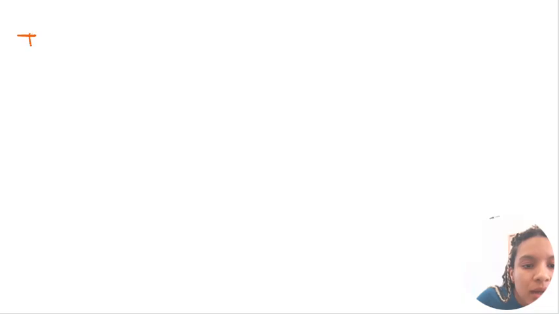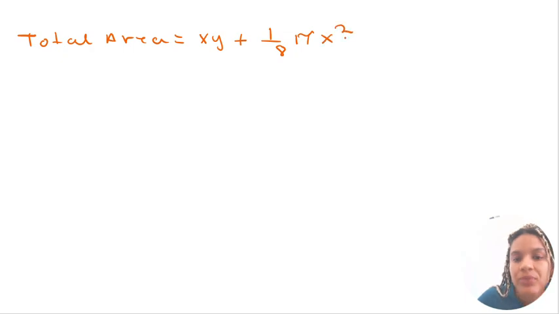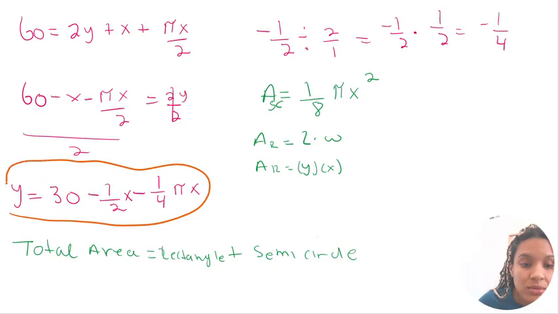When I have my total area, let me write that down, total area. So the total area of the rectangle, we have x times y, plus the total area of the semicircle, we have 1/8 pi x squared. Now, notice how I don't know the total area. I don't know the value of x, and I don't know the value of y. That is too many unknowns. But I do know what y is because we have that right here. Y is this right here. So I'm going to substitute that.